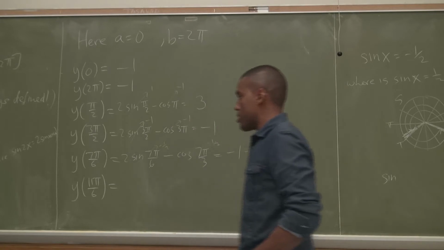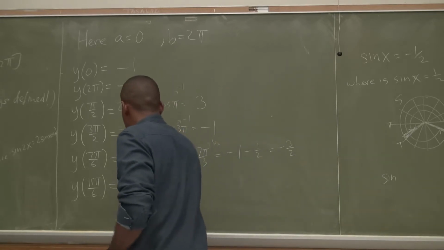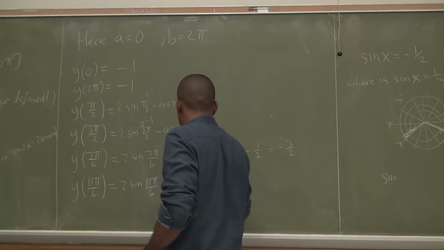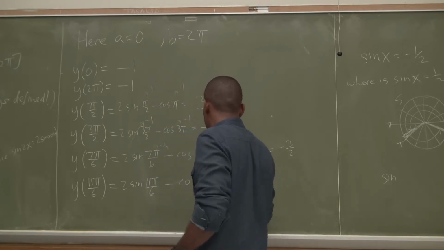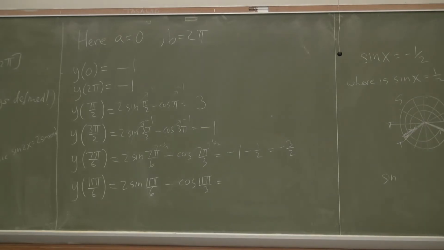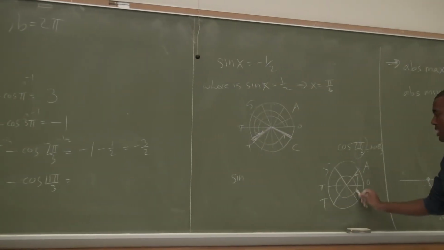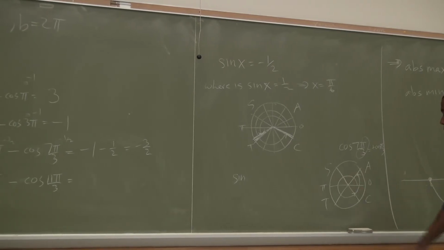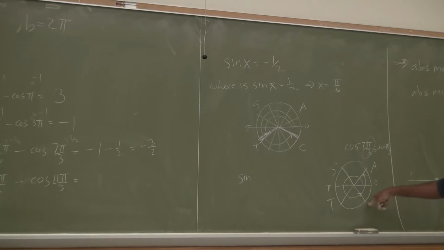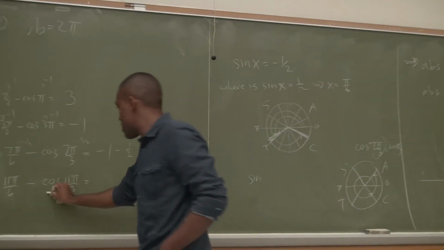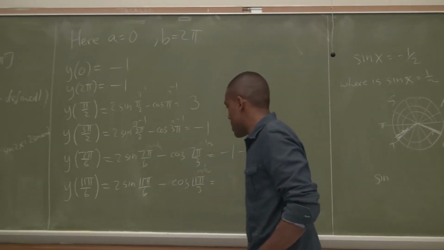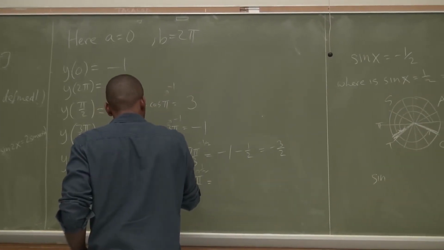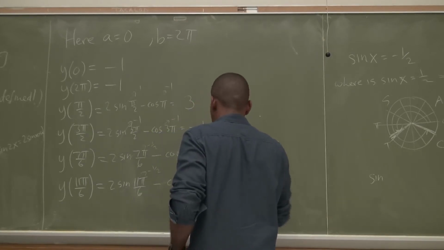What about 11 pi over 6? This means you have 2 sine of 11 pi over 6 minus cosine of 11 pi over 3. Similar to here, we want 11 of them. You go around, that's 6, 11 will bring you here. Here cosine is still positive, so it's still going to give us a positive a half. What about the sine? It's still going to give us a negative a half. So it actually gives you the same values.